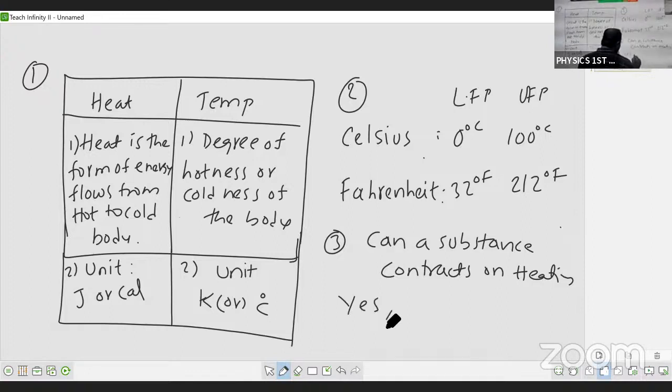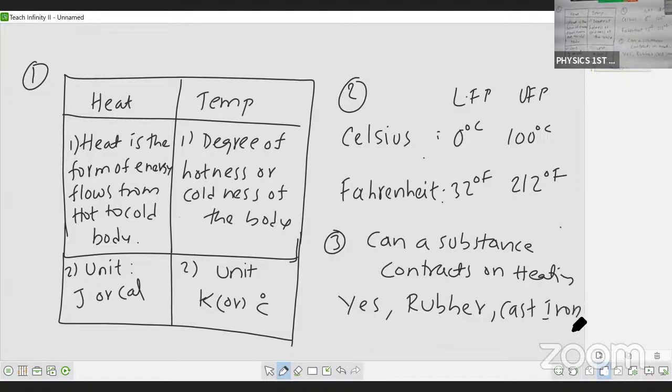Example, students: you take rubber, Indian rubber, polythene cover, or water from 0 degree Celsius to 4 degree Celsius. One is yes, second one rubber, enough. Cast iron is also there. So one example is enough. Can a substance contract on heating? Yes, it contracts. Polythene cover, leather, all of these contract. Rubber is the best and simplest example.